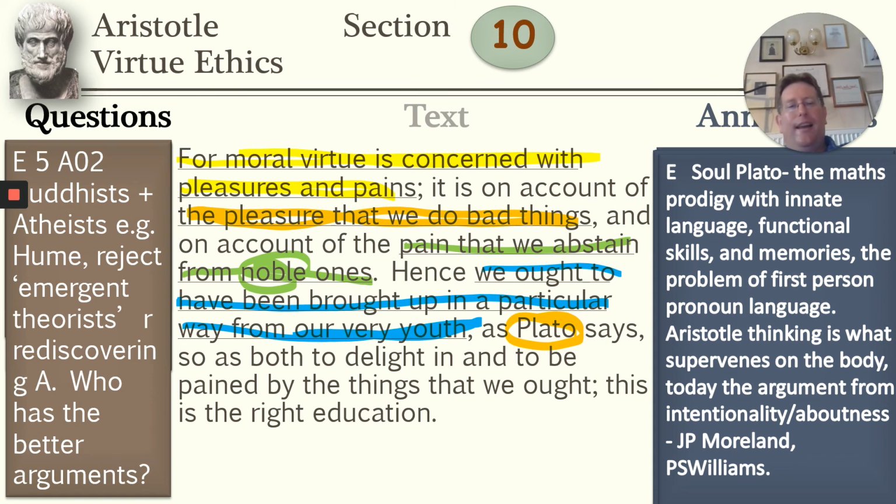Aristotle has his own argument. He talks about the soul as what supervenes upon the body, what animates it. And we could ask this, what is it that animates the body if it's not the soul? And today this is called the argument from intentionality or aboutness. And you find it in philosophers like J.P. Moreland and Peter S. Williams in their recently published book on dualism, a defense of substance dualism. What do you think? Is the soul a thing or not?